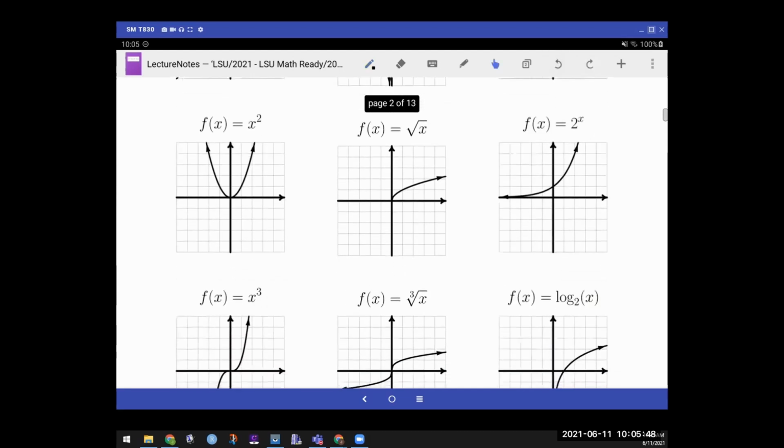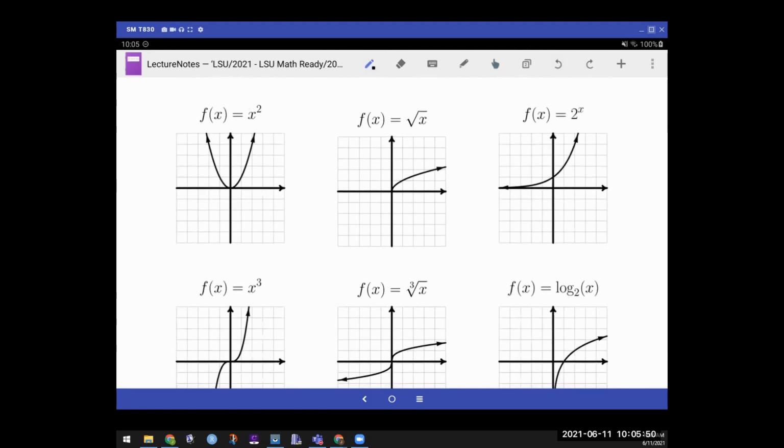X squared, or actually any even powered, so x to the 4th power, the 5th power, will give you some shape that looks kind of like that one. Square root or 4th root or 6th root, again, even powers, will give you something that looks like this. An exponential will give you a graph that looks like that.